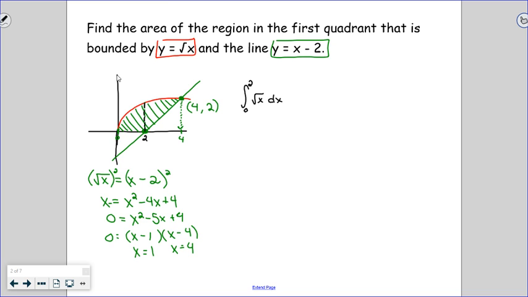And then from 2 to 4, it's the area between those two functions. So top minus bottom. Top would be the square root of x minus, and again, guys, remember when you're subtracting a binomial, you have to subtract the whole thing or distribute that negative through, right? Minus x minus 2.